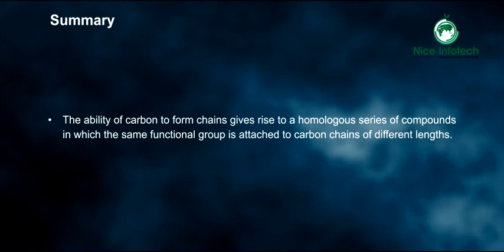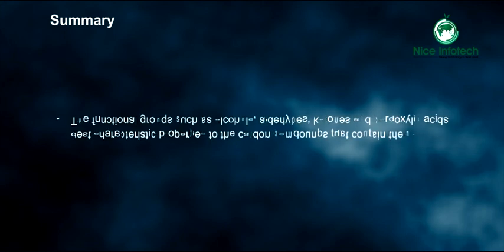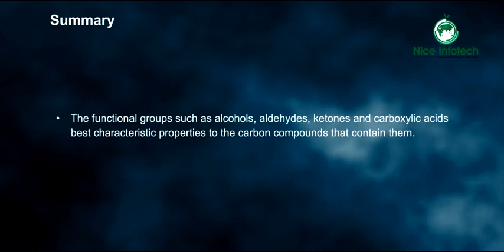The ability of carbon to form chains gives rise to a homologous series of compounds in which the same functional group is attached to carbon chains of different lengths. The functional groups such as alcohols, aldehydes, ketones and carboxylic acids give characteristic properties to the carbon compounds that contain them.